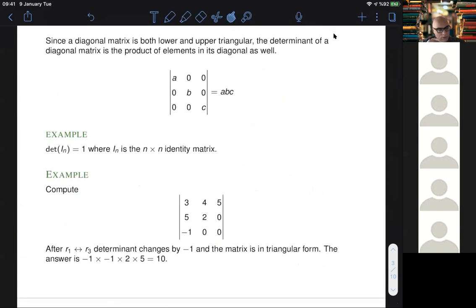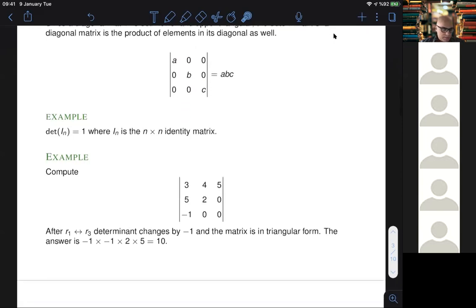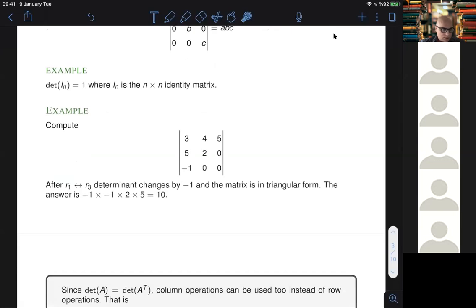This property also holds true for diagonal matrices. Diagonal matrices are those matrices which have zeros above the diagonal and zeros below the diagonal, okay? So a diagonal matrix is a matrix which is both upper triangular and lower triangular. So when you see a matrix like this, you don't need to use any fancy formulas. You just compute this determinant by taking the product of entries on the diagonal. For example, if we have the identity matrix, then its determinant must be 1.